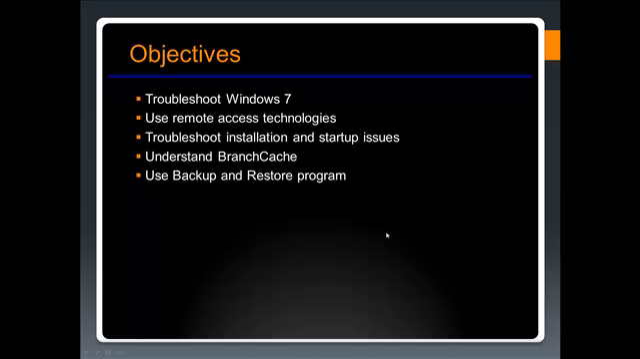So the first thing we're going to talk about tonight is troubleshooting Windows 7. Then we'll take a look at some of the remote access technologies that are part of Windows 7. We'll look at remote desktop, we'll talk about remote assistance, distinguish the differences between those two, and then see which one works in what particular situation.